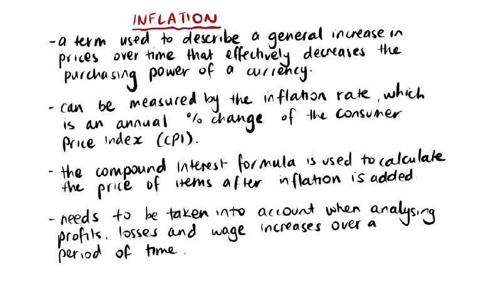The compound interest formula is used to calculate the price of items after inflation is added, and we're going to go through a few examples of this. Inflation affects our lives because it increases the cost of items such as food, utilities, and houses. The increase in prices is usually counterbalanced with an increase in wages, but this is not always the case. If wages remain unchanged and prices increase due to inflation, the consumer is actually paying more in relative terms for certain items. Inflation needs to be taken into account when analysing profits, losses, and wage increases over a period of time.